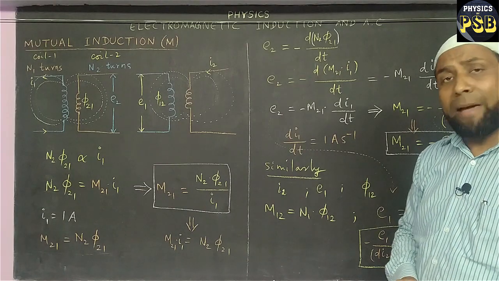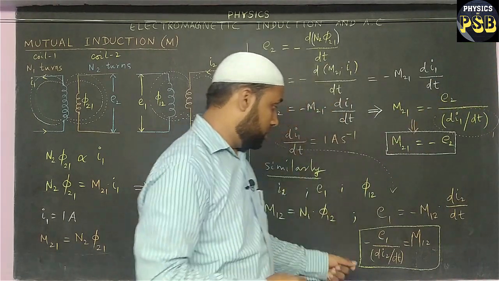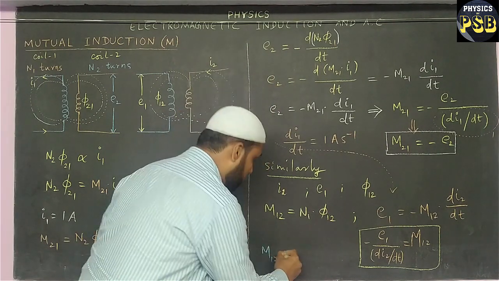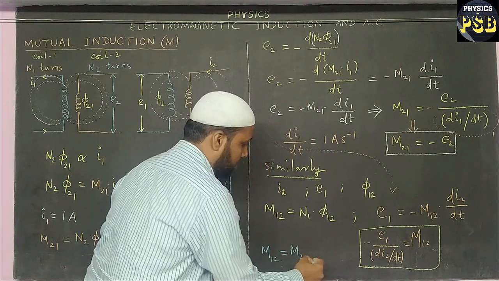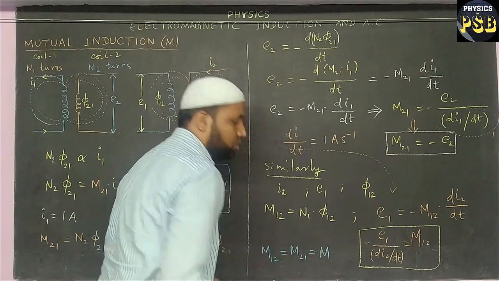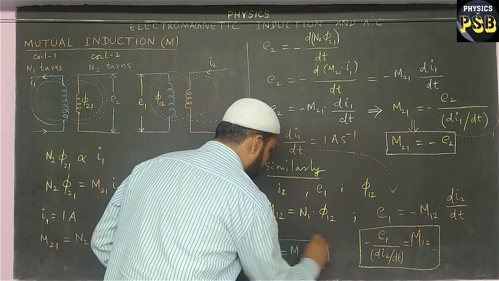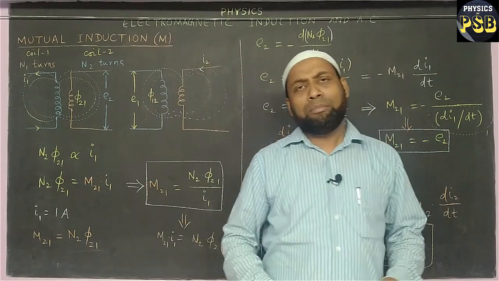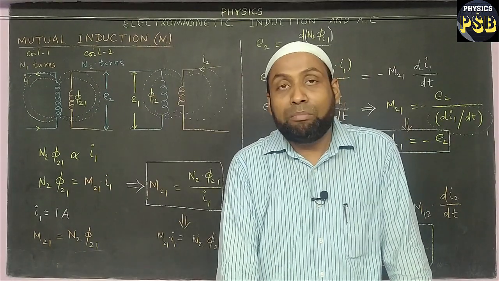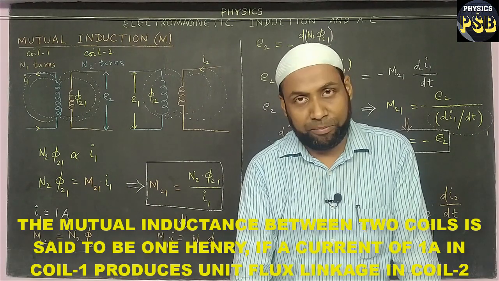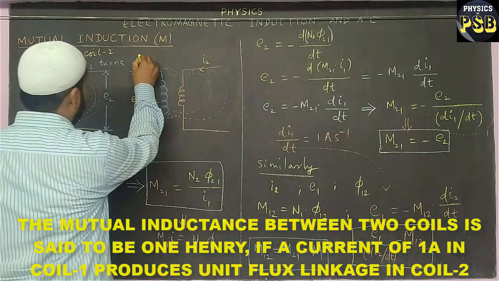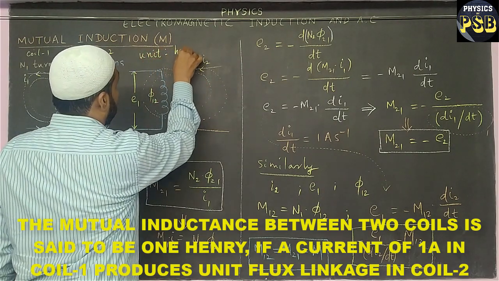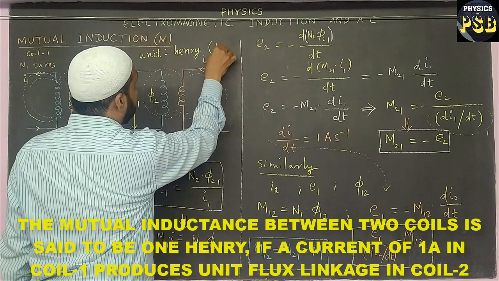It is observed that for a pair of coils, the mutual inductance, that is M1 2, is found to be equal to M2 1. And these two are equal to M. This is the general term you need to remember. The mutual inductance between two coils is measured in Henry. Here Henry is the unit of measurement of mutual inductance, which is represented by letter capital H.